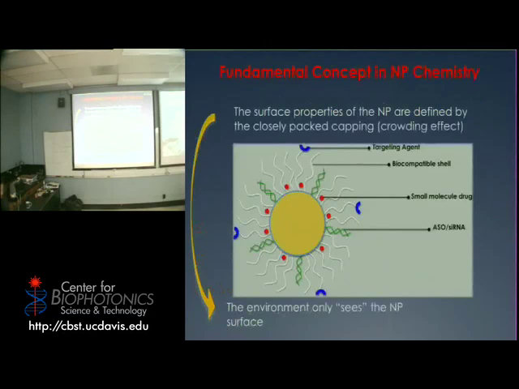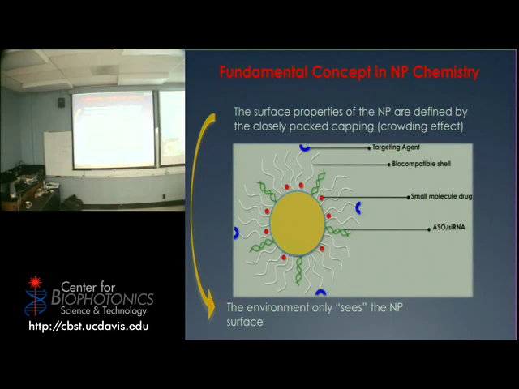And this is essentially an extension of what I just said. So this is the fundamental concept in nanoparticle chemistry for drug delivery application or imaging application. Anything that you can see a nanoparticle being essentially introduced into a living organism.